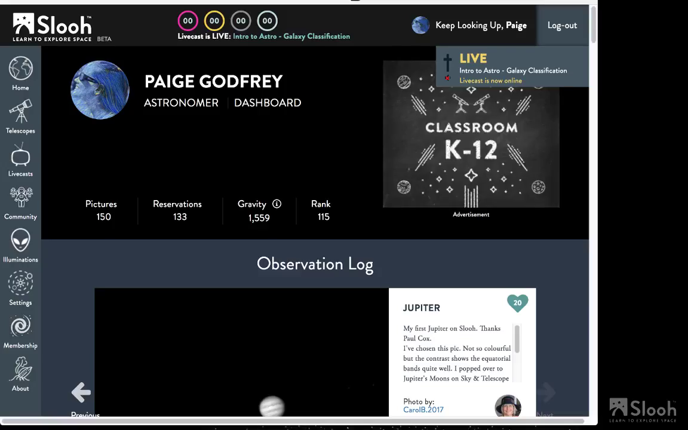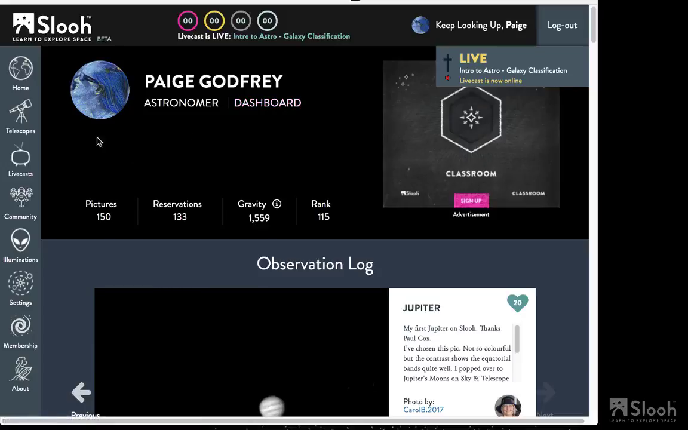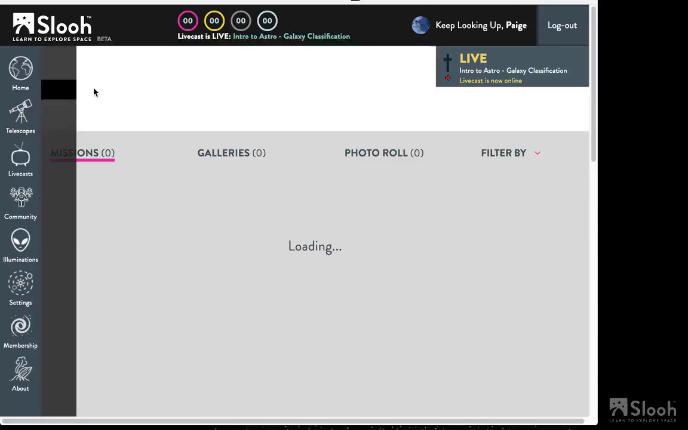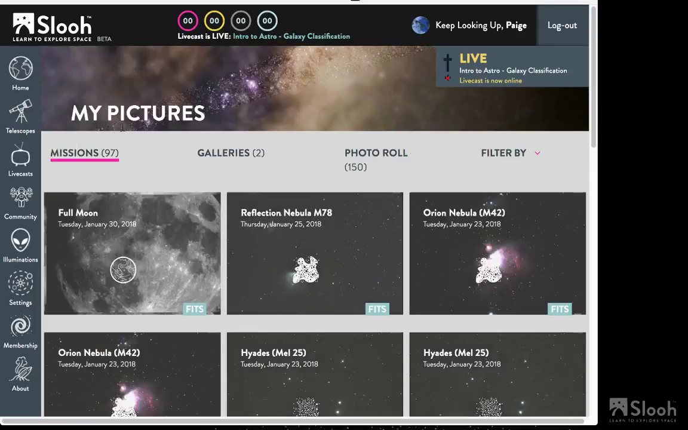So I'm going to hop over to our website, and I'm going to show you some of the images. Unfortunately, the Canary Islands, our telescopes are offline tonight because there's still some ice and snow up there on the mountains, and so we won't be able to look at live galaxy pictures tonight through there. Chile is coming online tonight. It's clear, so it should be on at 8, but my show is over by then. So I'm going to be showing you some galaxy images that I already have in my photo roll.